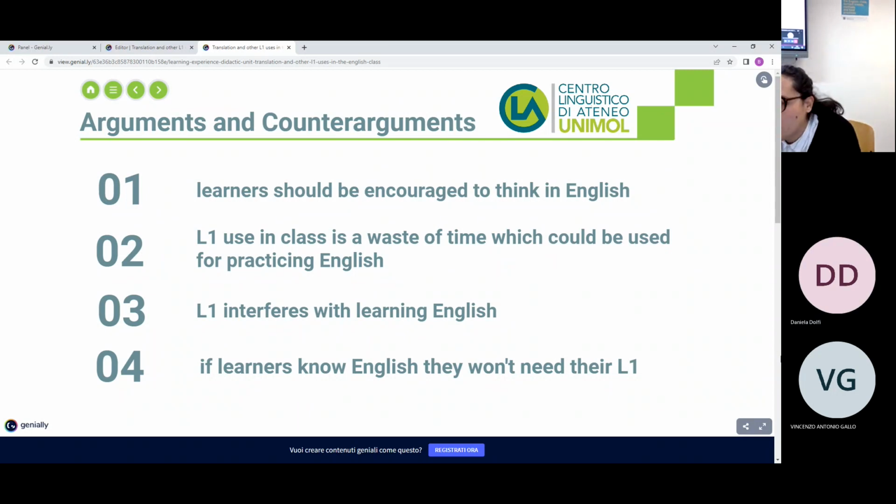Imagine, for example, the false friends. Let's take an example: sympathy. Yes, sympathy and sympathetic, which don't mean simpatia and simpatico. So that is considered to be a negative interference.